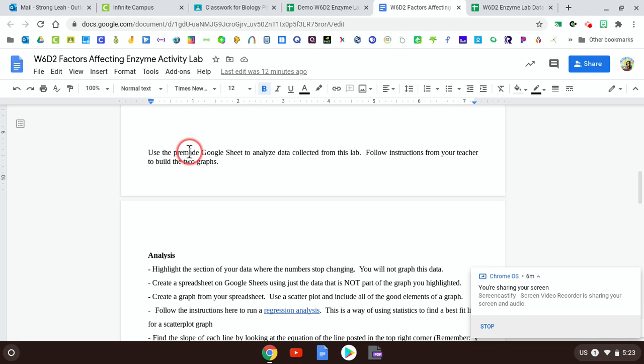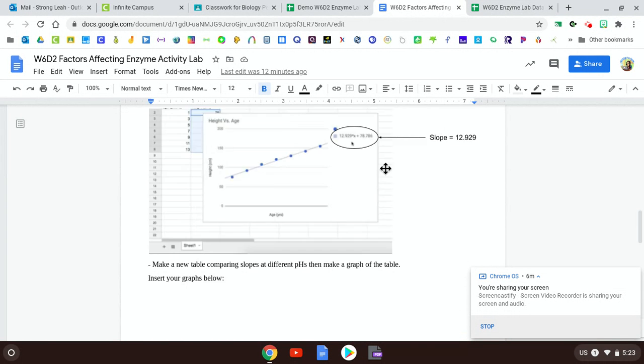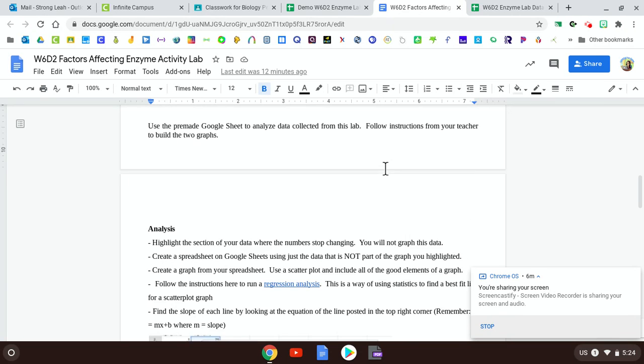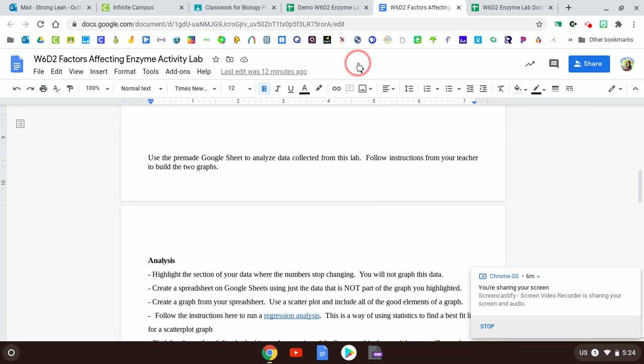So you're going to use the pre-made Google Sheet, which you should have already opened, to analyze the data collected from this lab. We actually used results from last year. Follow instructions that I am going to help you through to build your 2 graphs so that you can insert them in your graph below. So I'm going to go ahead and jump over to the W6D2 enzyme lab data.